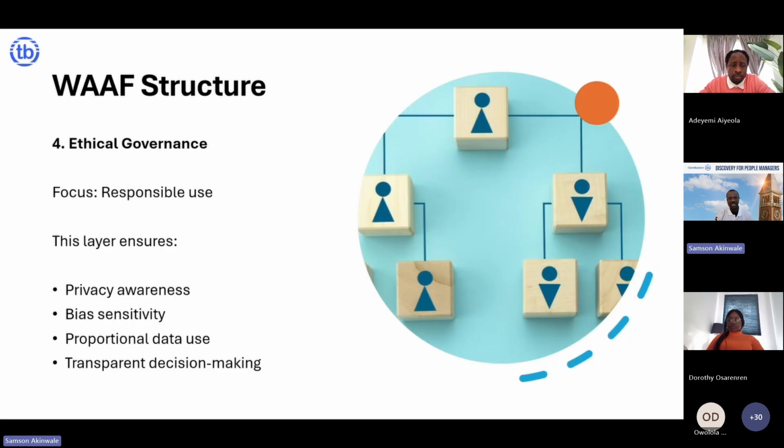The fourth one is ethical governance, which I also mentioned earlier, and this more than ever before is going to play out, especially as many things give way to AI. The rate at which AI is going to unleash data, which it has already started, if there is no proper protocol in place, and if the entire workforce does not internalize this process, there will be a data tsunami, and it can overturn the entire organization, and it can even lead to a lot of litigation issues. No company is planning to have even half a litigation issue in terms of data governance, let alone several of them. It's a very, very messy situation. So this layer also helps us to ensure privacy awareness, bias sensitivity, proportional data use, and transparent decision making.